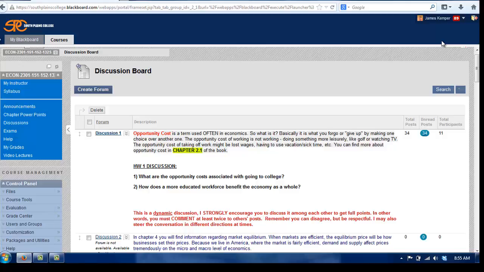What am I looking, though, for in the discussions? That's pretty vital. You want to know that, right? You want to make a good grade. So in the weekly discussions, first of all, I want you to really critically think the discussion. For instance, this one says, what are the opportunity costs associated with college? Make it personal. Say what would be the ones for yourself. The second part of that discussion says, how does a more educated workforce benefit the economy as a whole?